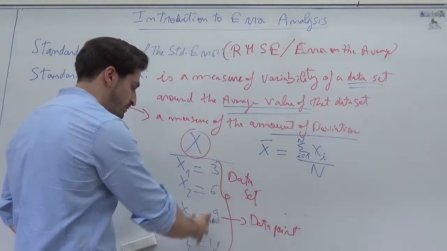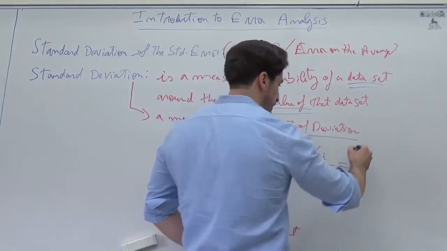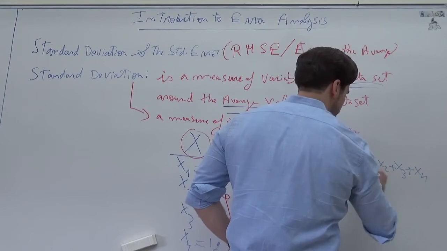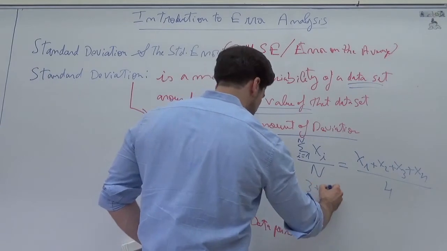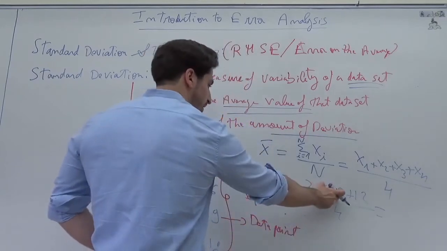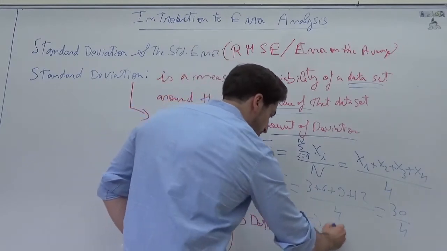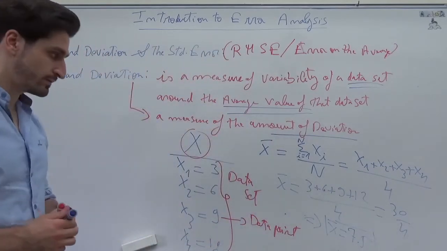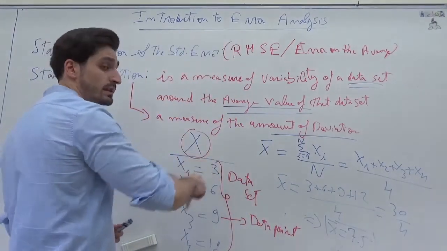Over here we have 4 measurements, so i goes from 1 until 4. In that case, x bar is equal to (x1 + x2 + x3 + x4) divided by 4, which is equal to (3 + 6 + 9 + 12) over 4. That is 9, 18, 30, so 30 over 4, which is none other than 7.5. So x bar is equal to 7.5. That is the average of that entire collection, of that entire population.